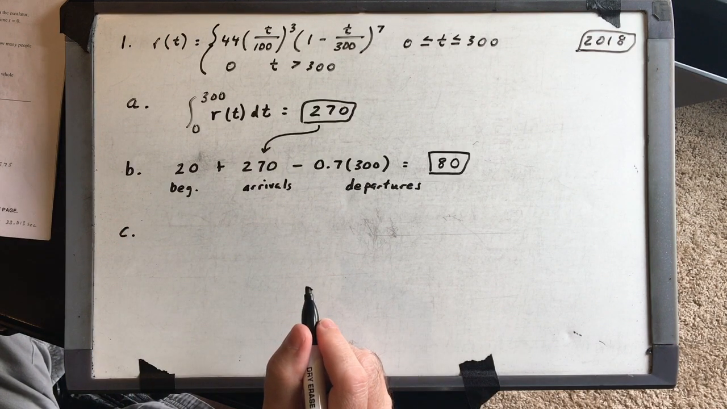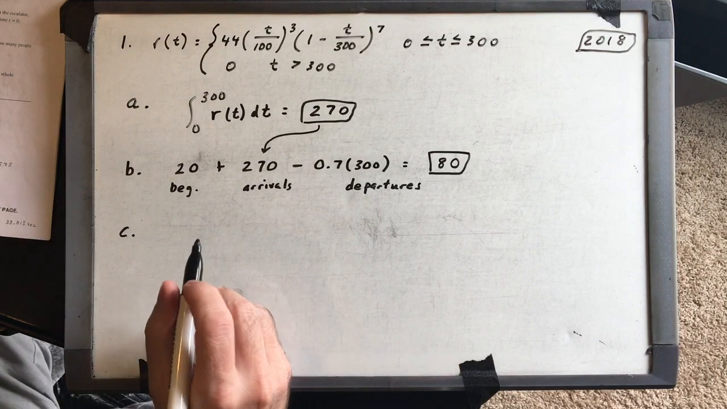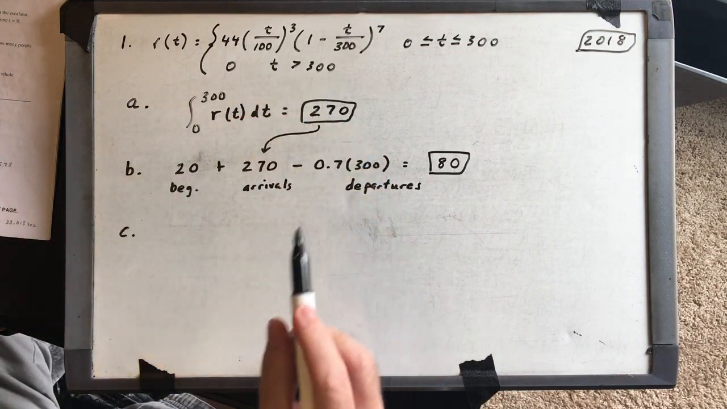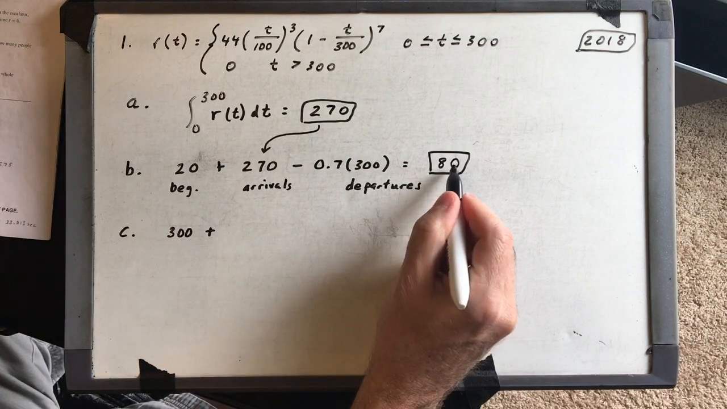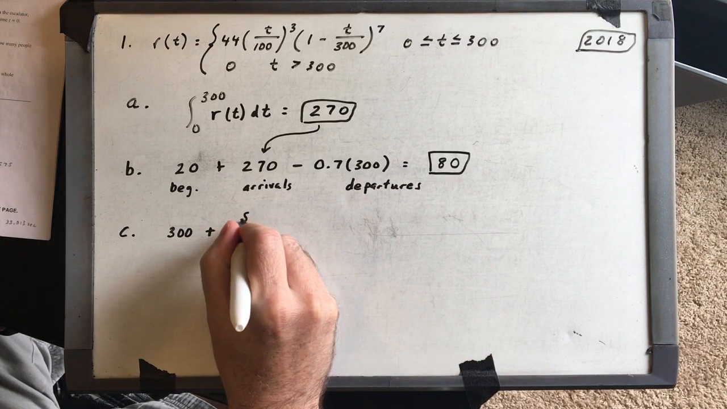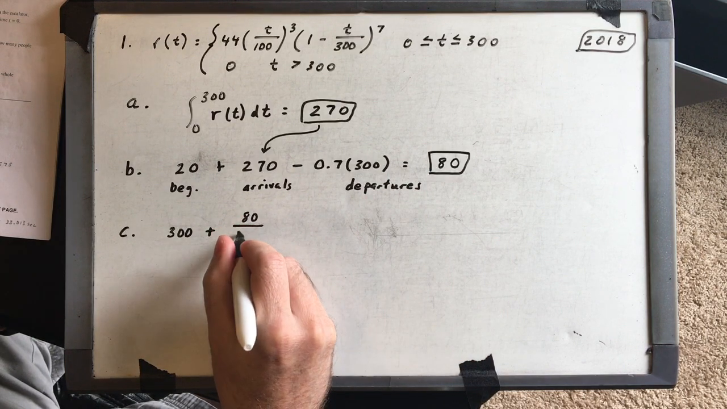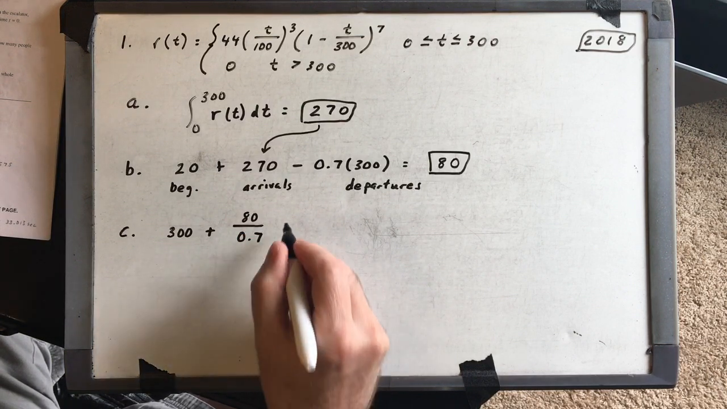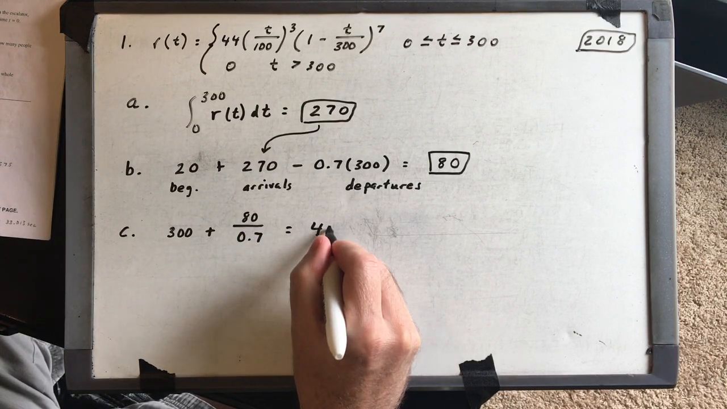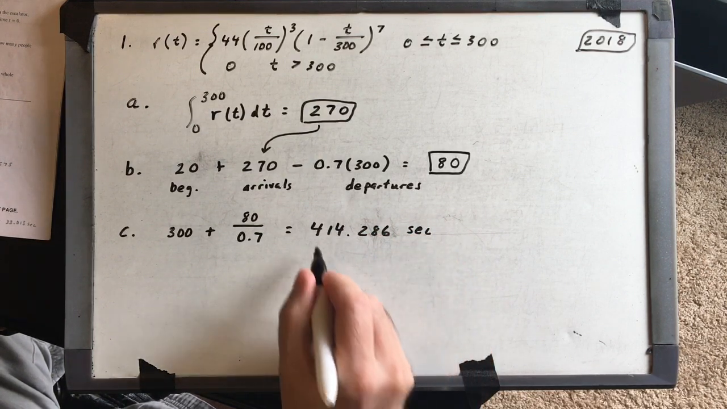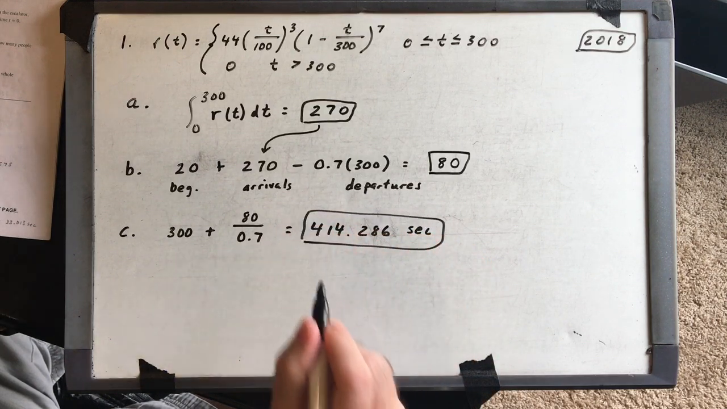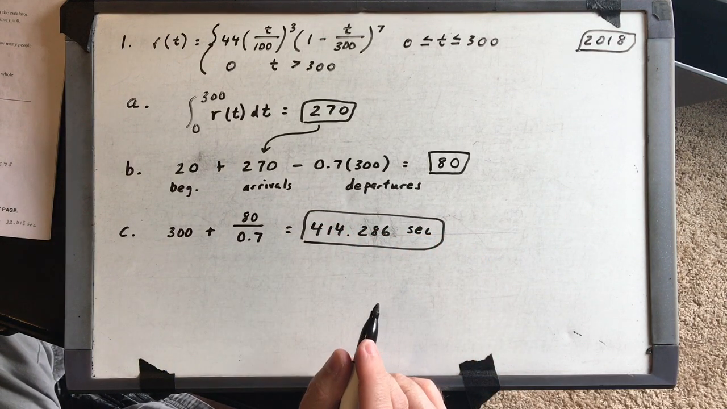All right, part C says for t greater than 300, what's the first time t that there are no people in line for the escalator? Okay, well, there are no arrivals after 300. So you start with 300 seconds, plus you know there's 80 people in line at 300, and 0.7 people leave per second. So that's going to be 414.286 seconds. So great. Again, no calculus. It's just, do you understand the problem?